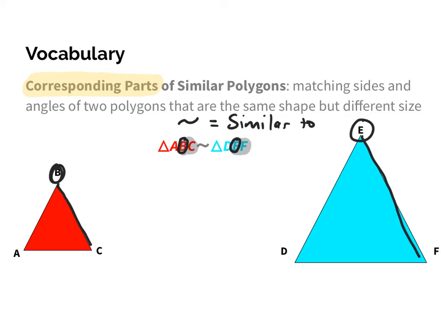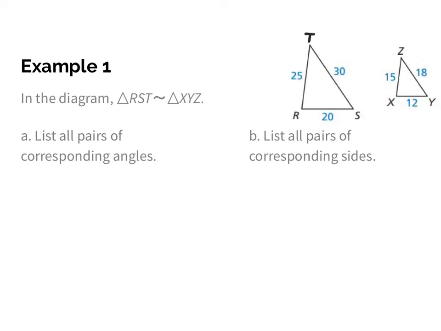So we can look at the specific letters themselves, which are going to tell me which angles correspond to each other, as well as any two letters, which are going to tell me which sides correspond to each other. So a similarity statement is what we're going to use to try and match up those corresponding parts. All right, so in this first example, we're going to give you two triangles, RST and XYZ, and our goal is to list all the corresponding angles and corresponding sides based upon this similarity statement, okay?